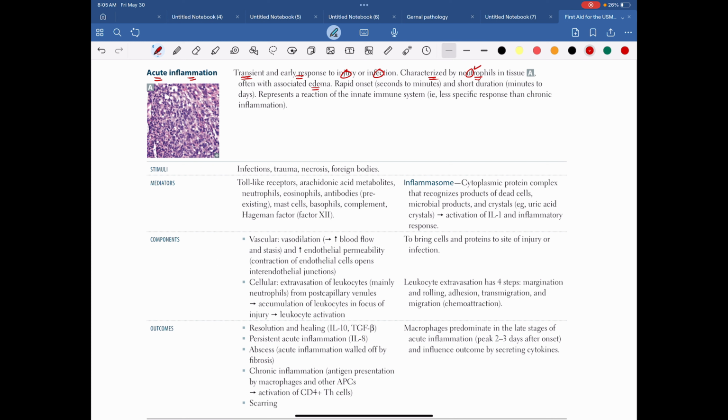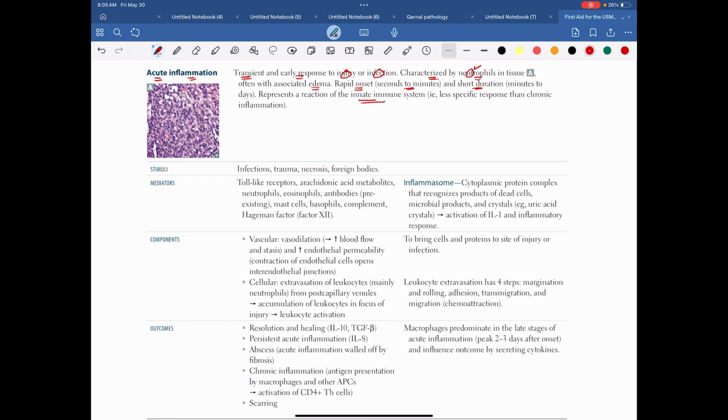Then always remember, acute inflammation occurs with rapid onset. It's a response of seconds to minutes and short duration in your body to eliminate the infection or to eliminate the necrotic tissue or dead tissue. Then after that, you guys have to remember, acute inflammation always represents a reaction of innate immunity, and you know that innate immunity is basically the immediate response, but it has limited specificity. So these are the two important things. Innate immunity occurs immediately with limited specificity. So these are the basic principles you can remember for acute inflammation.